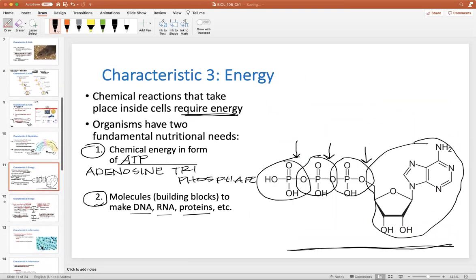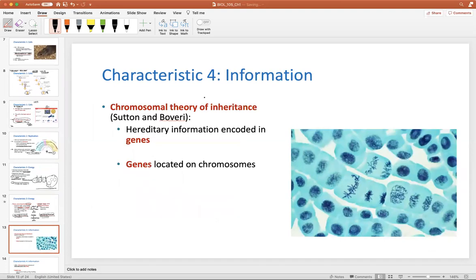So let's move on to characteristic 4. Living things, whether they're unicellular or multicellular, must store and be able to use information, okay? And we'll talk more about this later, but basically we know that this information is stored as genes. Okay, this is based on our chromosomal theory of inheritance. This is stored as genes, and genes are located on chromosomes.